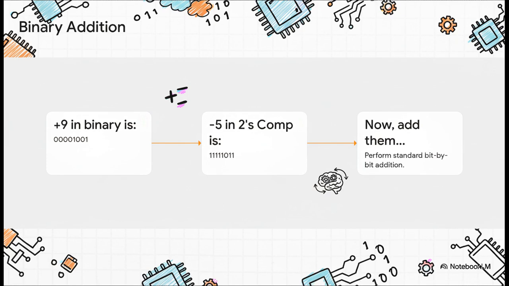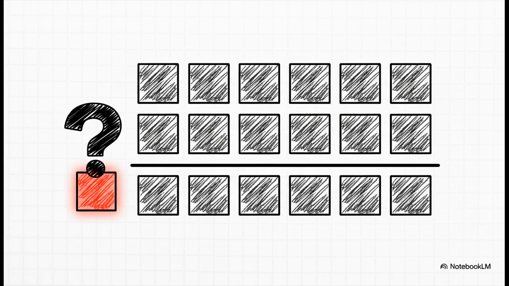Okay, let's watch this in action. Here's our positive 9 in binary, and here's our negative 5, using our fancy 2's complement method. Now all the computer has to do is add them up, bit by bit, just like any other binary addition problem. So we add them up and... Whoa, hold on. We started with two 8-bit numbers, but our answer has 9 bits. See that little extra 1 that carried all the way over to the left? Looks like something went wrong.